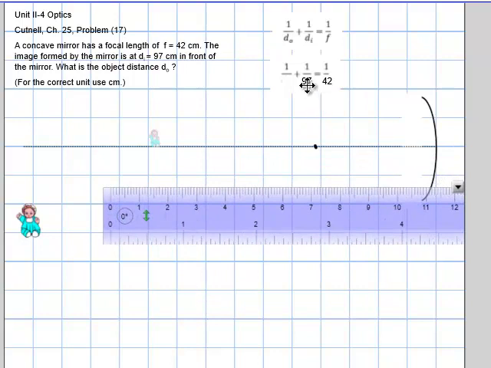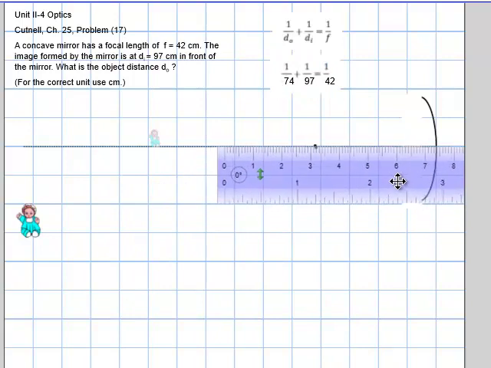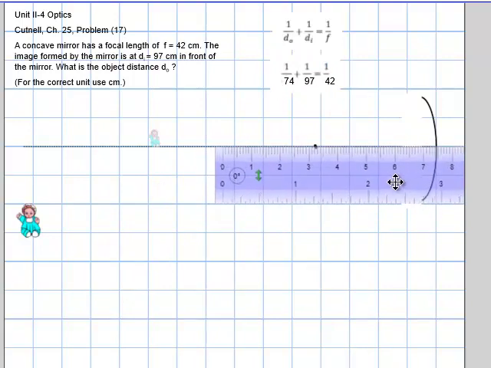And then as I subtract 1 over 42 minus 1 over 97, I come up with 0.0135, which I invert, and I come up with 74 centimeters. So that's what I'm going to plug in here, and that would be my object distance, which means I have to measure this one here, 74. By the way, I paused the video and used a calculator on the side, so I'm not taking time away from that.